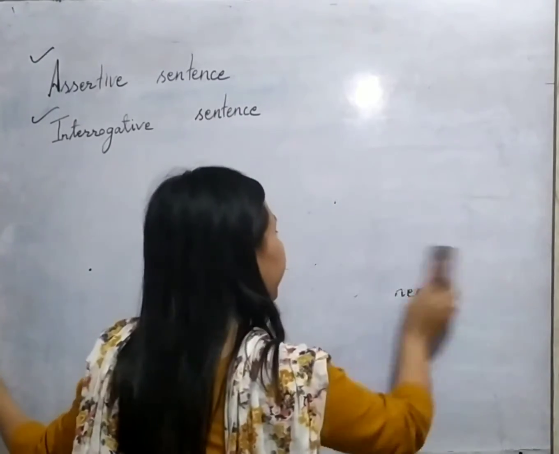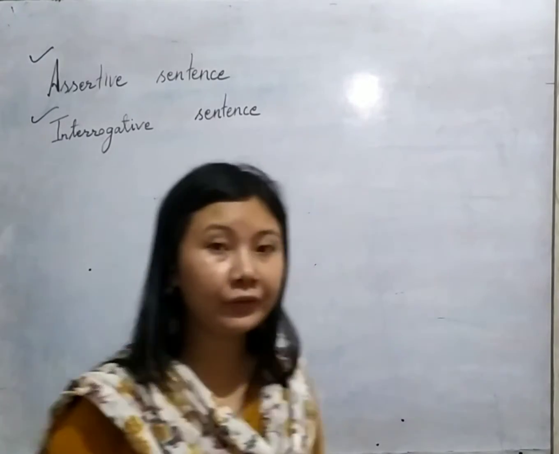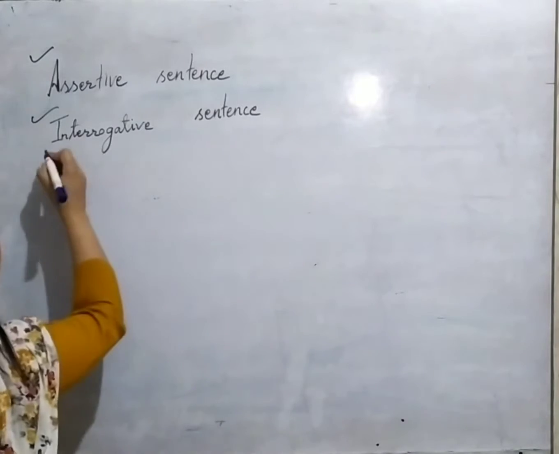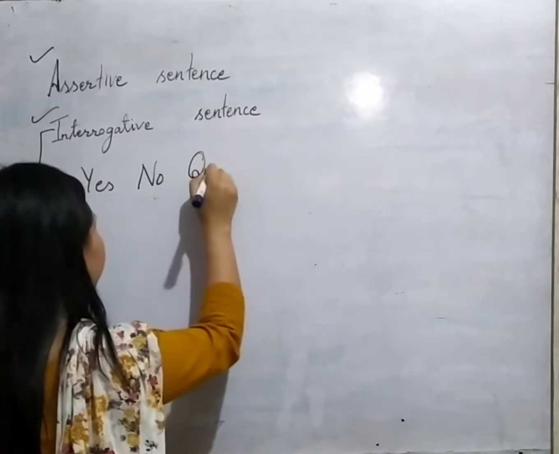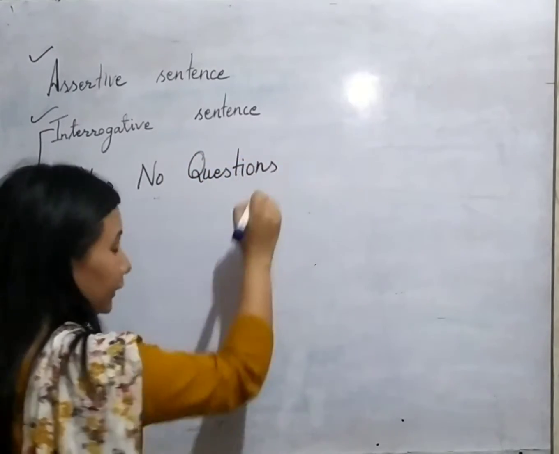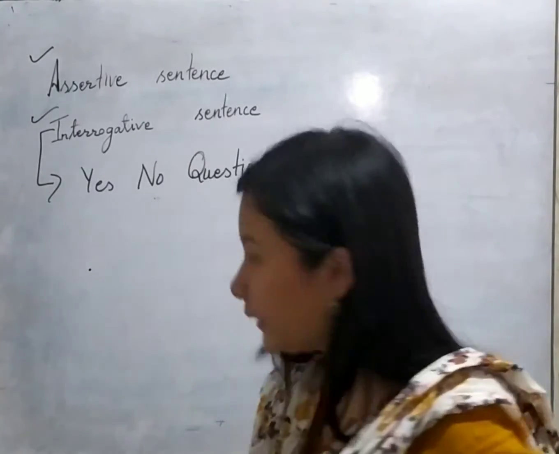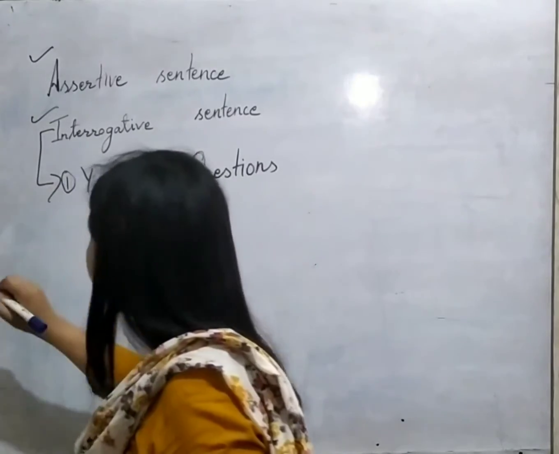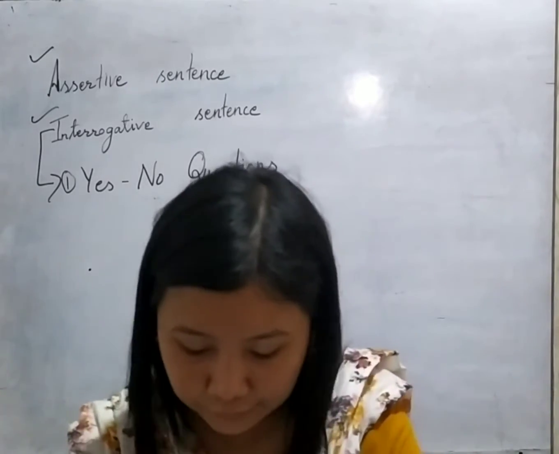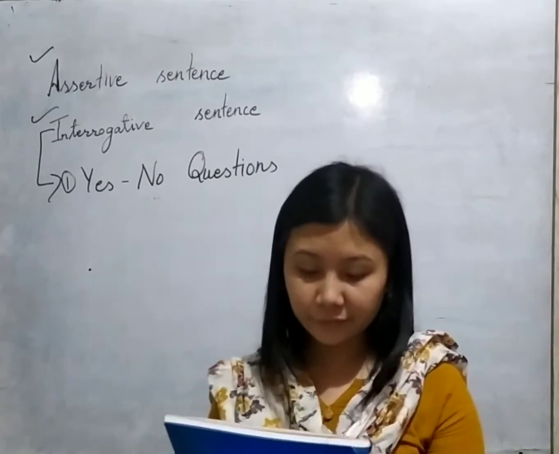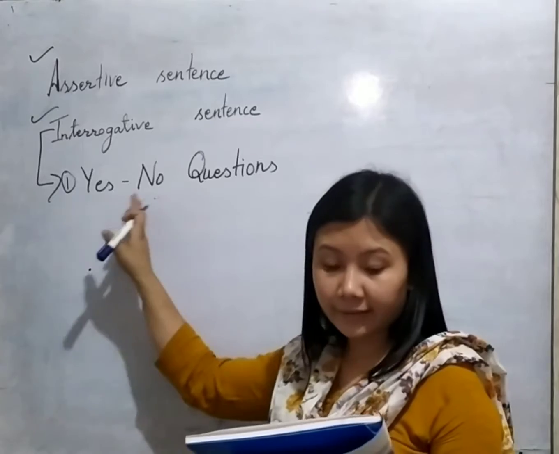Now let's deal with the kinds of sentences that come under the interrogative sentence. According to the book, we are following your book, there are 3 types of interrogative sentences. If you look at page number 7, you will see it written that interrogative sentences are of 3 types: yes, no questions, WH questions, and alternative questions. The first one that we are going to deal with is yes, no questions.